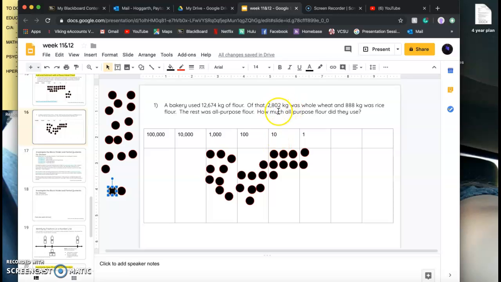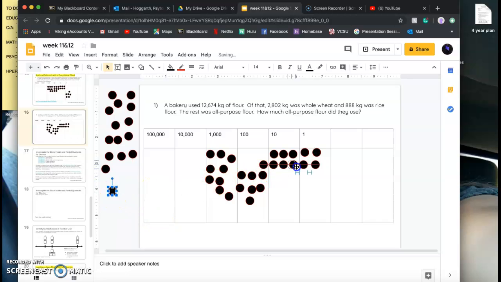So now I'm going to take away 888, which represents the rice flour. I'm going to take that away to figure out what's left over, and I need to figure out how much all-purpose flour they had. Okay, so 888 I'm going to take away. So in the 1s, I need 8, and I can't take 8 away from 2, so I'm going to regroup. I'm going to add a 10, and I need to add 10 dots to the 1s.